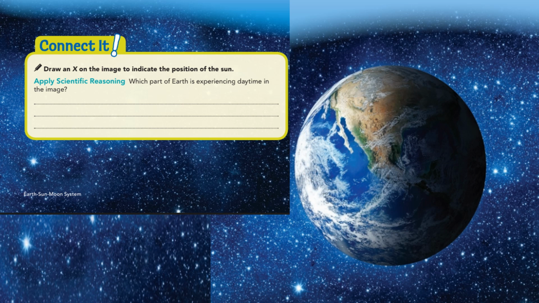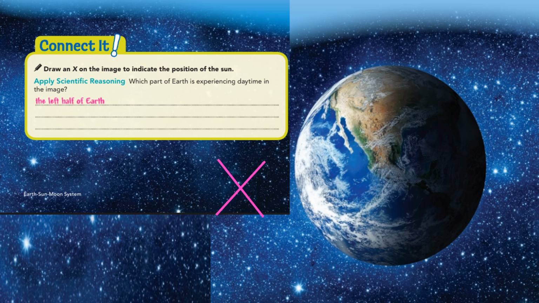Alright, so for our connected here, we're supposed to draw an X on the image to indicate the position of the Sun and which part of Earth is experiencing daytime in this image. So the left half of the Earth is the side that is experiencing daytime. You can see the light on it as opposed to the darkness on the right hand side. And then you need to put your X somewhere to the left of Earth.